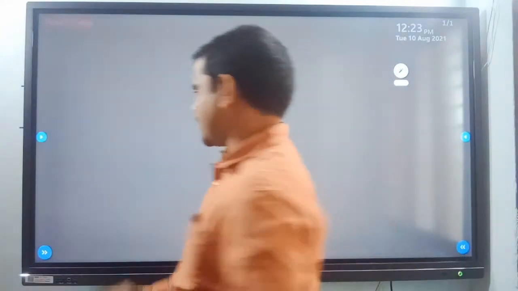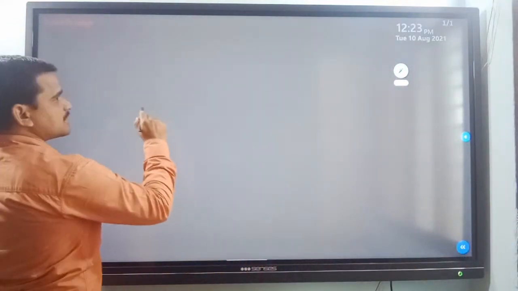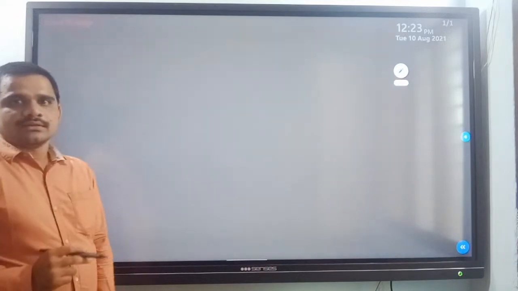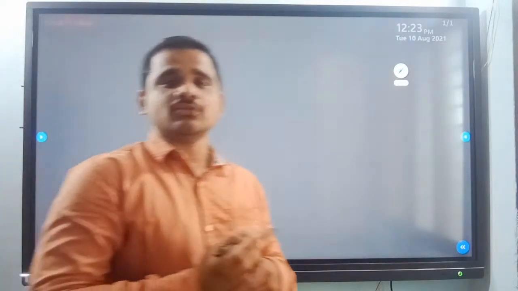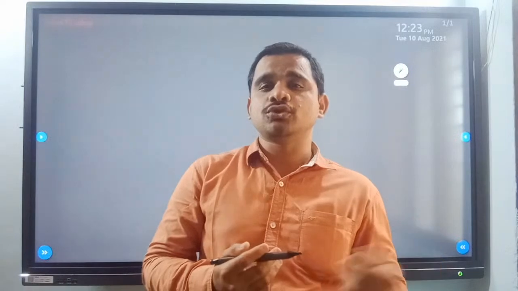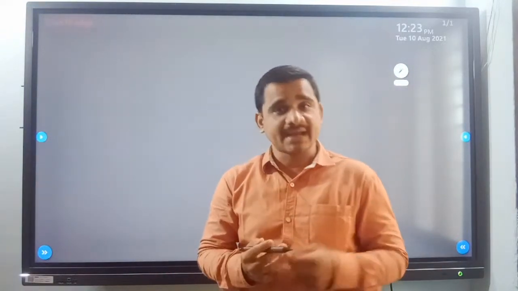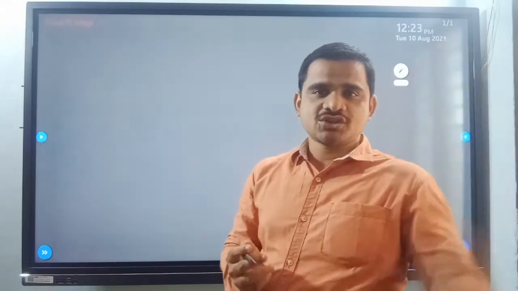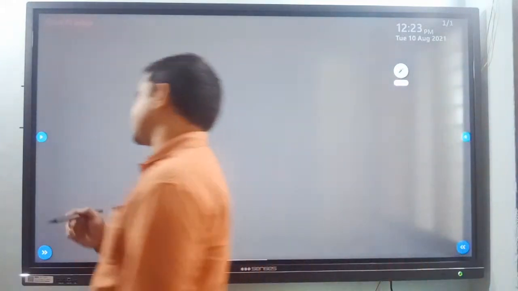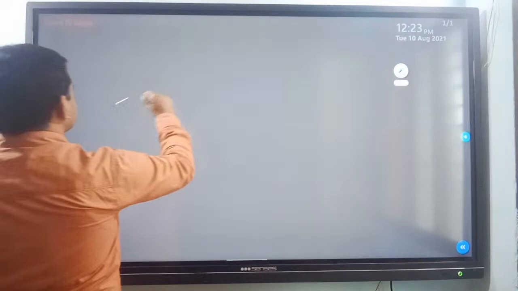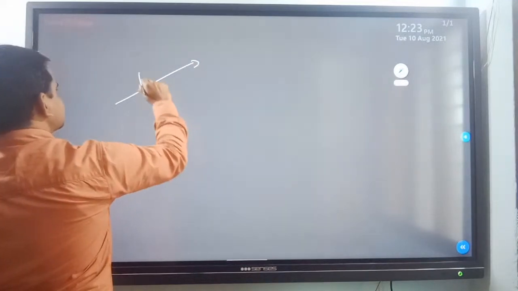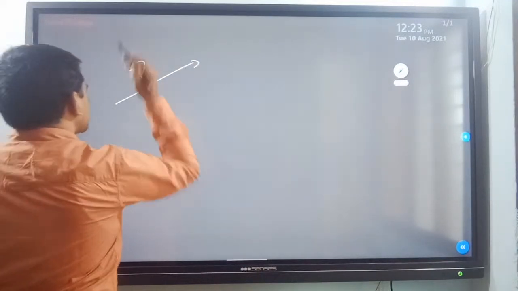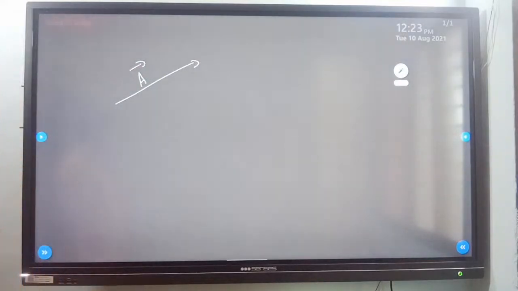Simple, I'll tell you. What is a vector? A vector is a physical quantity which has both magnitude and direction, and it should obey the laws of vector addition. Just take a vector here. I am naming this vector A bar.